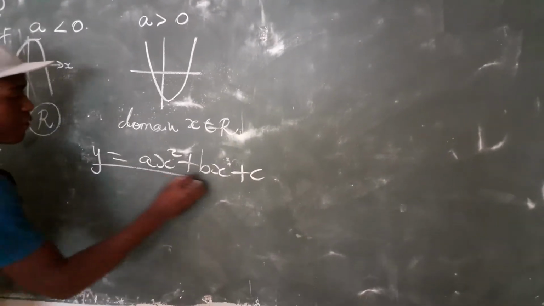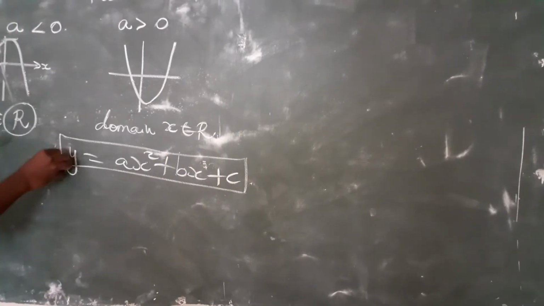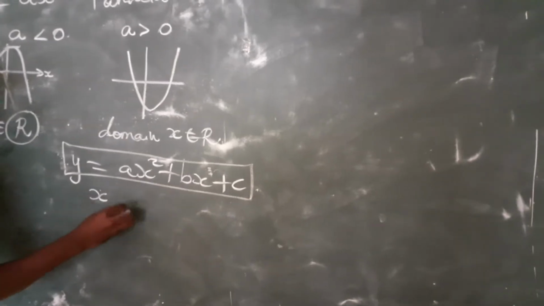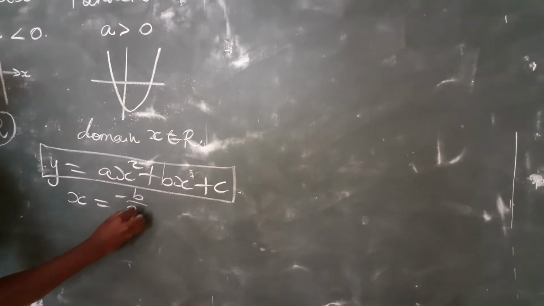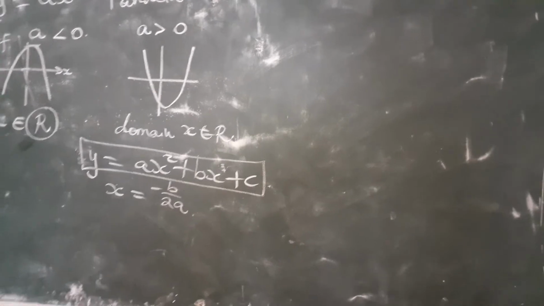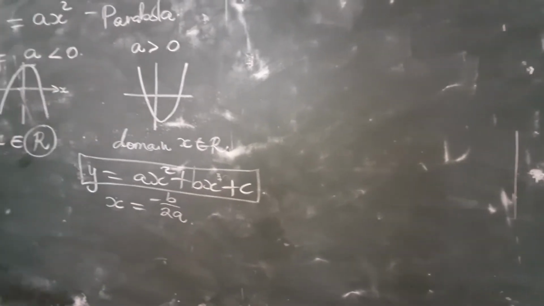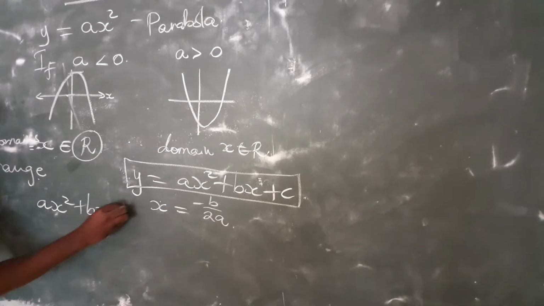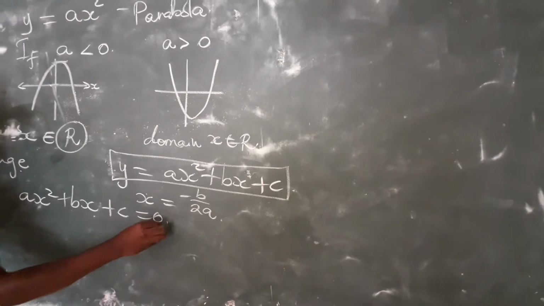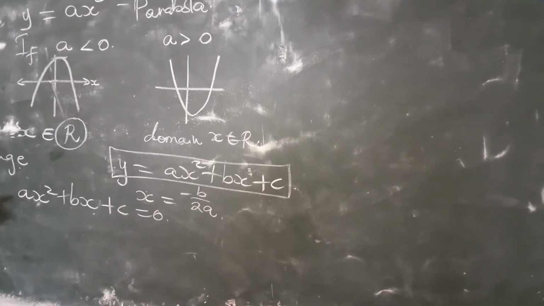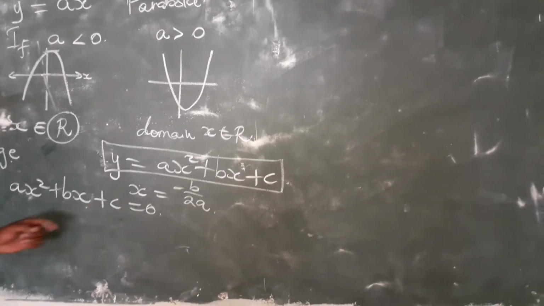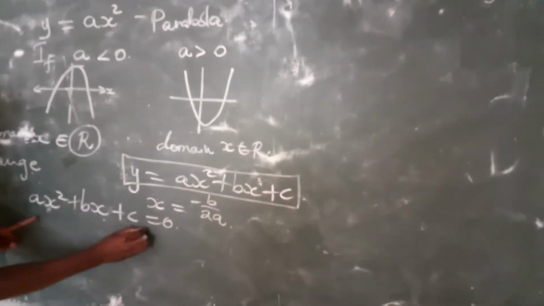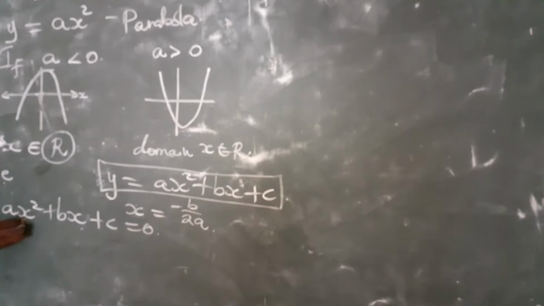Therefore, for me to find the turning point on this graph, I must have my x, which will be equal to minus b over 2a. For you to find this, please take ax squared plus bx plus c equals 0. Take this. Here, solve for x by completing the square.